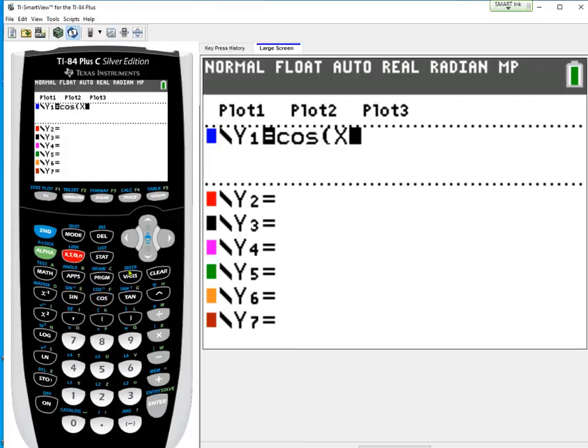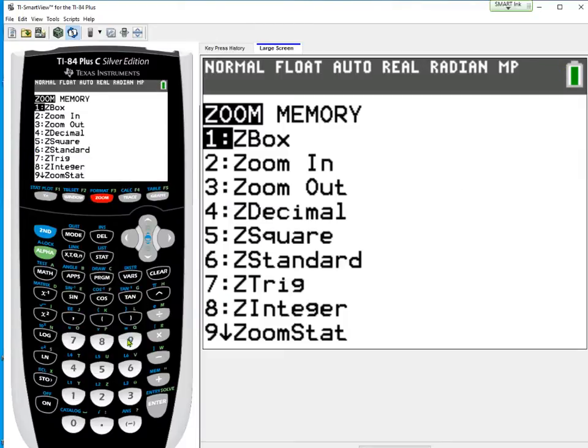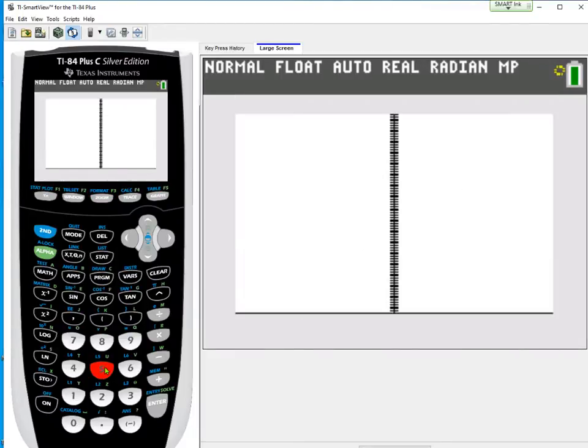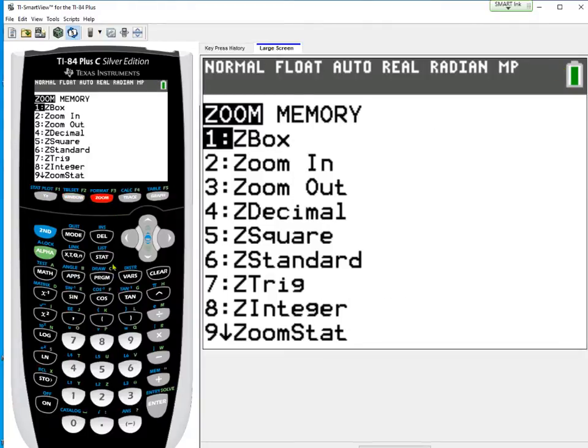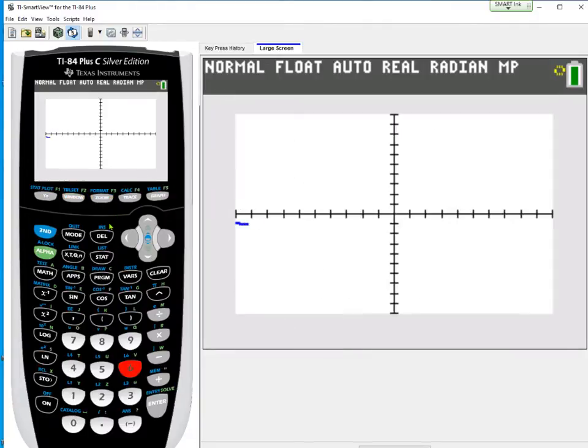You guys ready? Let me square this off so it looks a little bit better. Zoom square. Oh, that's not it at all. Stop! Shoot, I'm gonna have to go to standard zoom first. Oh well.